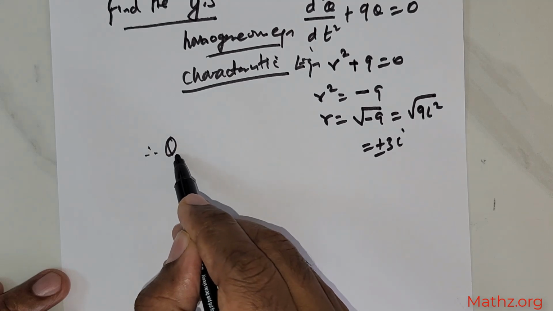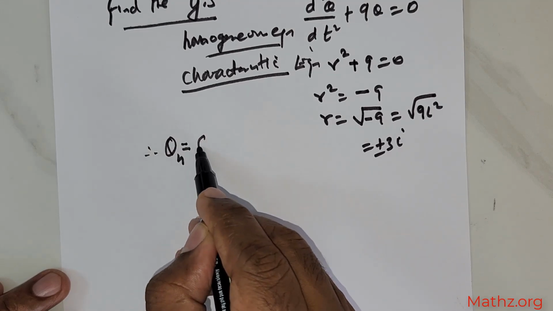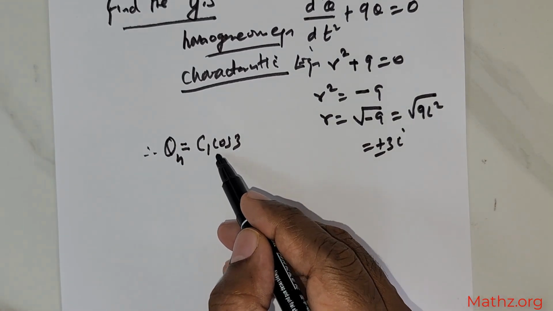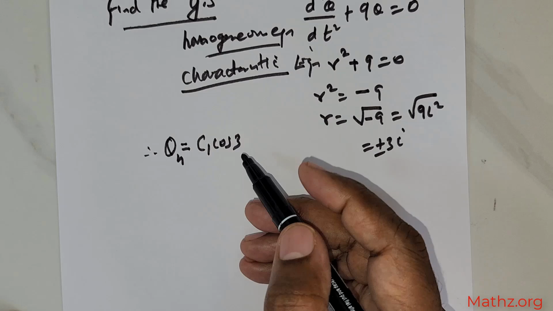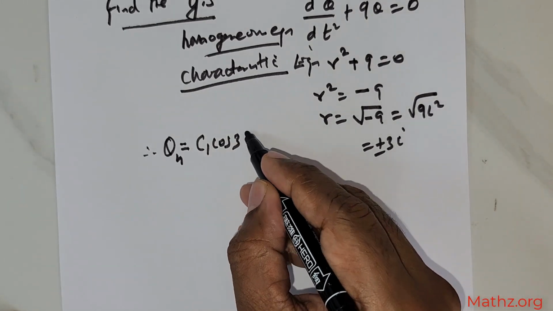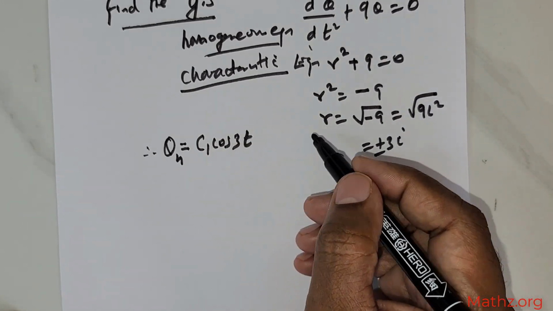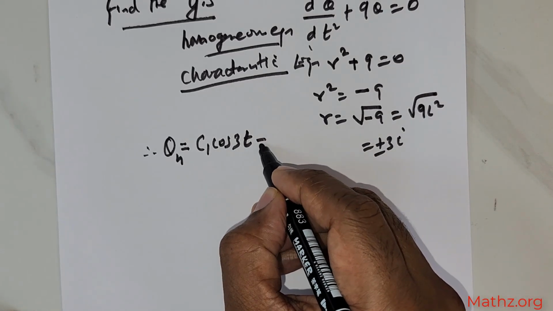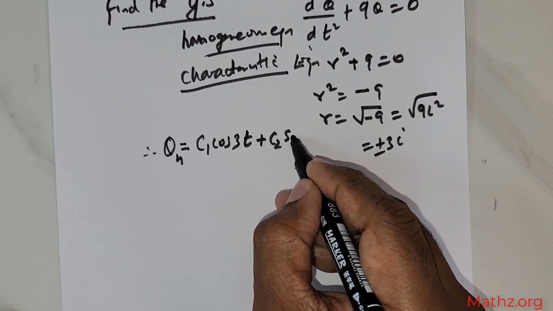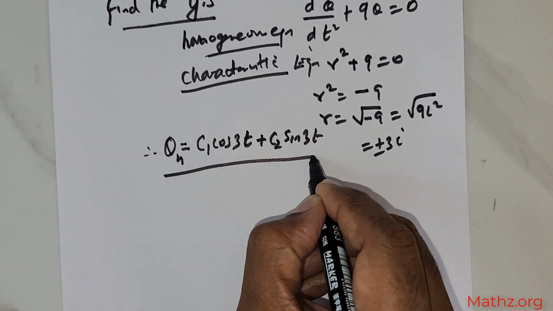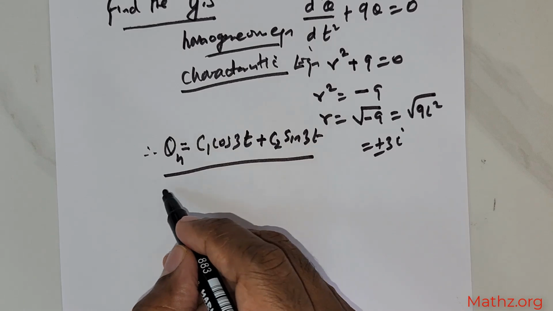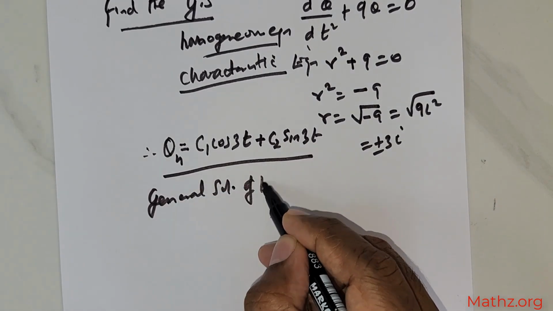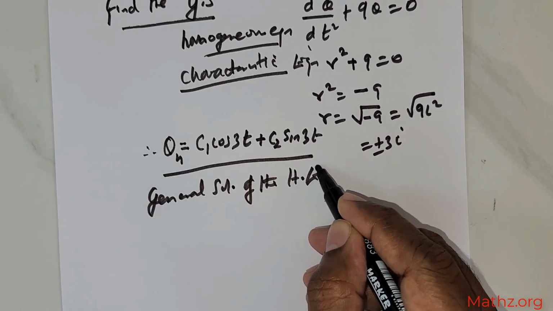So therefore the homogeneous solution is going to be c1 times cos 3t. You can use c1 and c2 or a and b, that is not an issue, but since we are dealing with constants I prefer to use c1. So c1 times cos 3t positive c2 times sin 3t. So this is the general solution of the homogeneous equation.